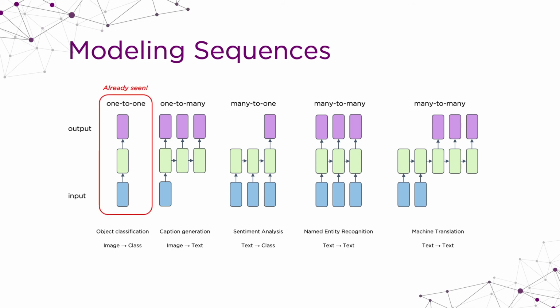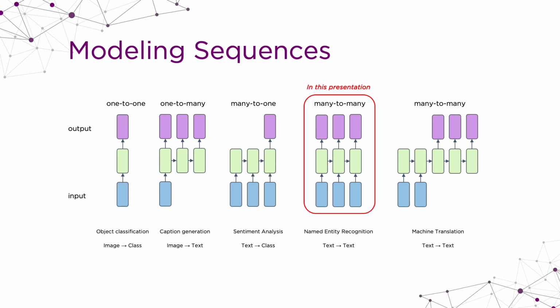You have already seen the fixed input and fixed output, so we will not talk about this part. In this presentation, we will focus on the many-to-many case, where the number of elements in input is the same as the output. This case will also include the many-to-one, because you can see it as a sub-case of this. Basically, I can run this, just ignore all these outputs, and just take the last one.